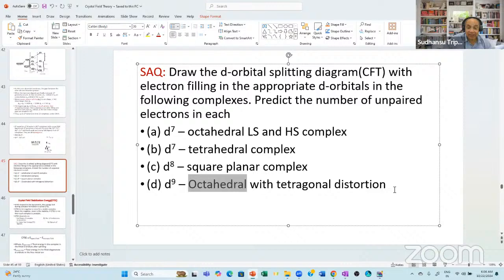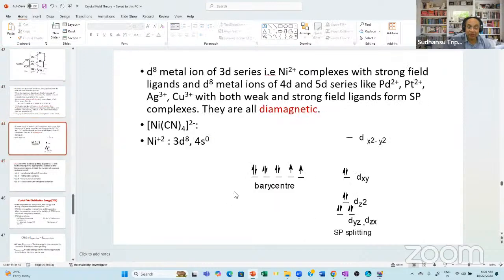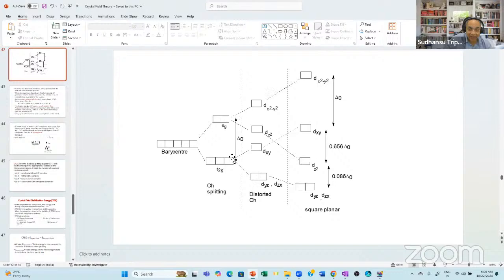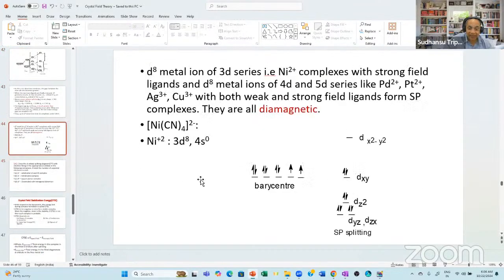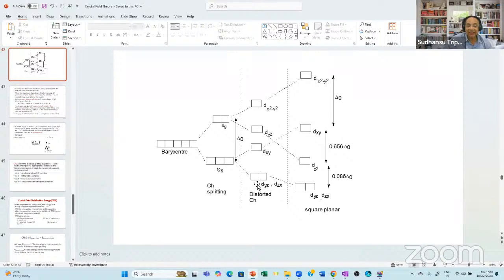And octahedral with a tetragonal distortion. That means this you have to give. Middle one. There are how many? 9. Then since 1, 2, 3, 4, these are all less. Then 2, 2, d8. Here, same. There will be 2 unpaired electrons. This is the diagram for the distorted octahedron, where there are 6 ligands, but there is a z-out distortion.